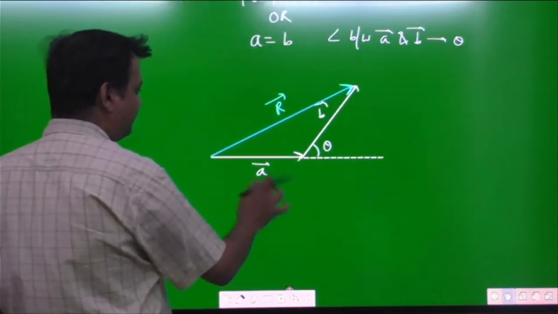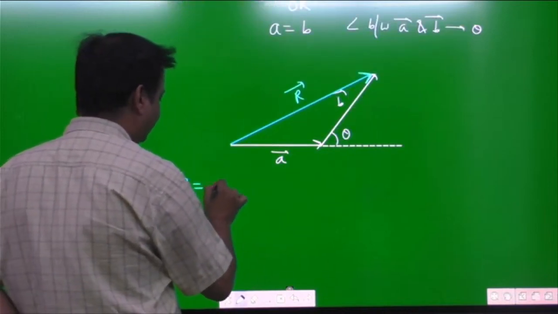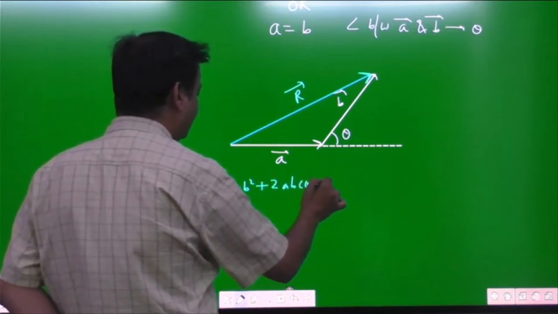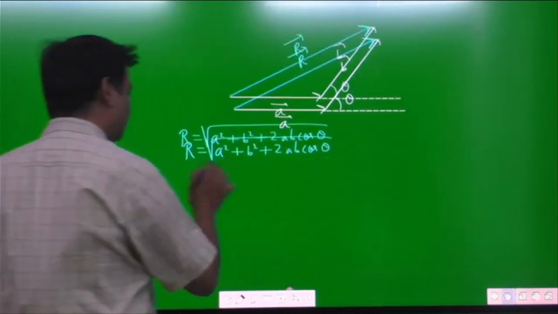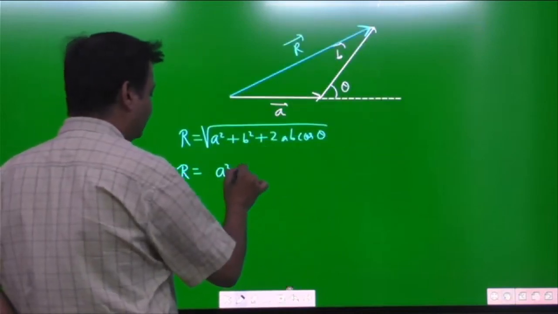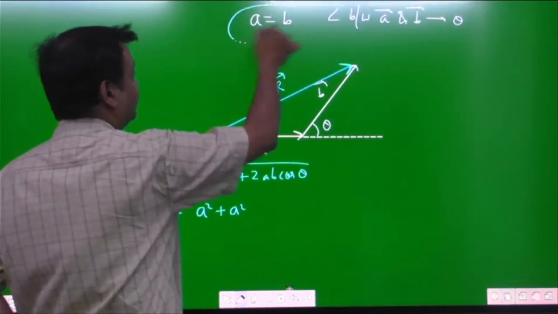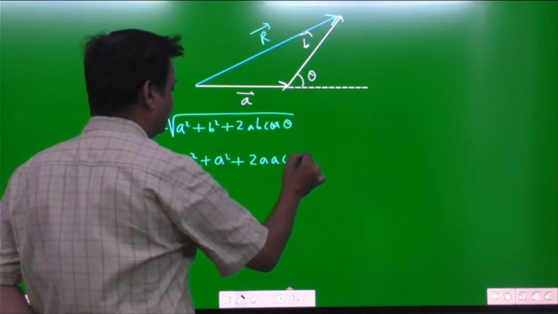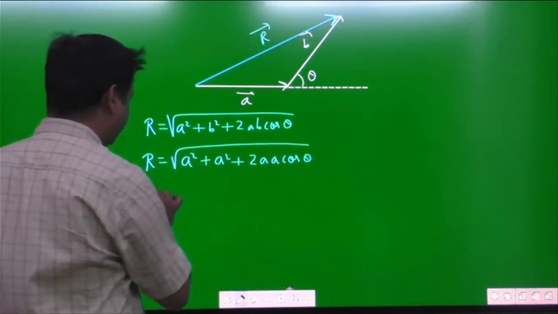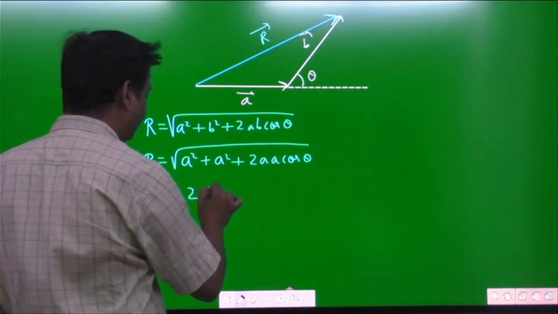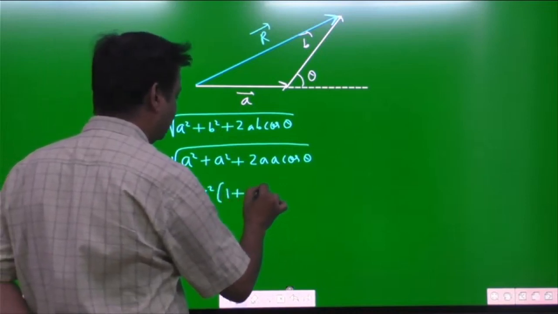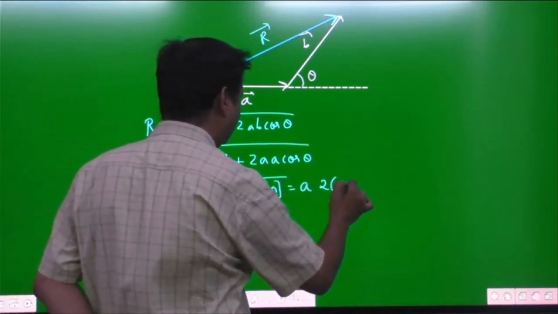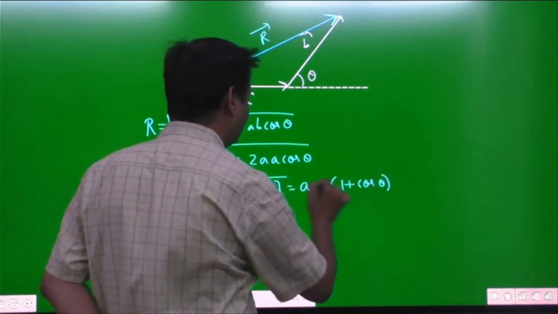So see, when you write the magnitude of r, it will come to be the square root of a square plus b square plus 2ab cos theta. In place of b, I can put a because b and a have the same magnitude. So a square plus 2a a cos theta. I can take 2a square common, 1 plus cos theta, correct, under root. So we'll get a root of 2 times 1 plus cos theta.